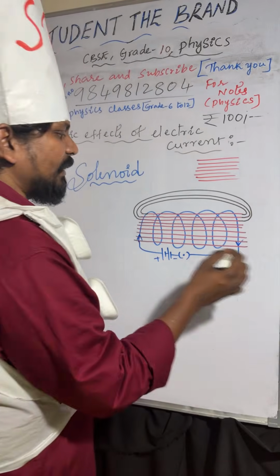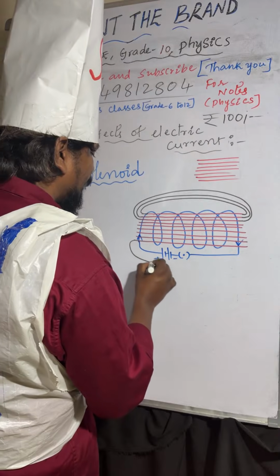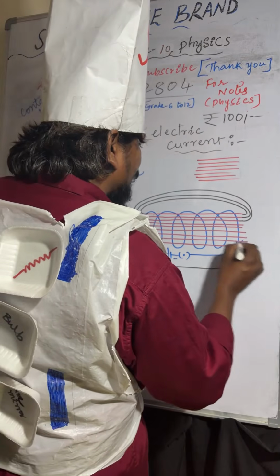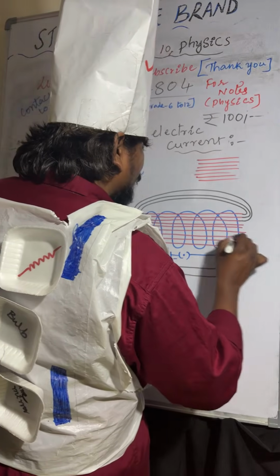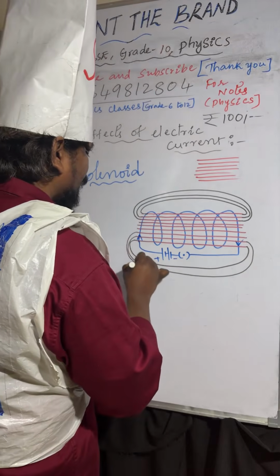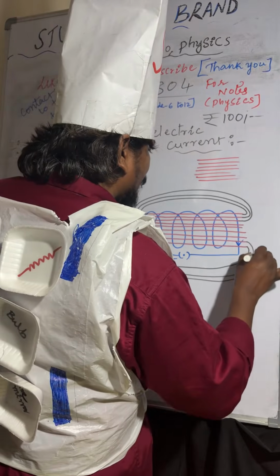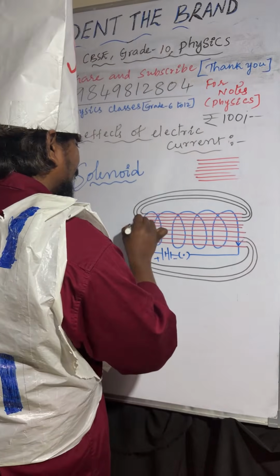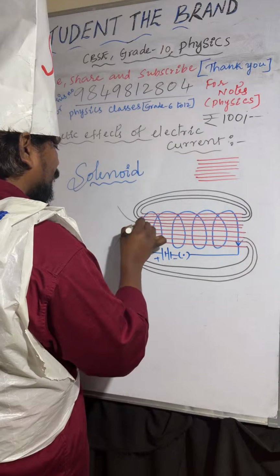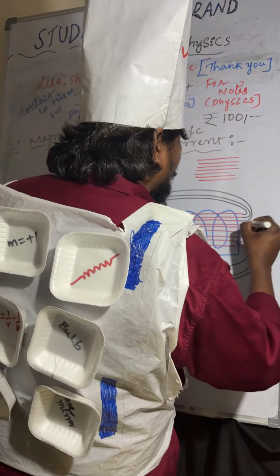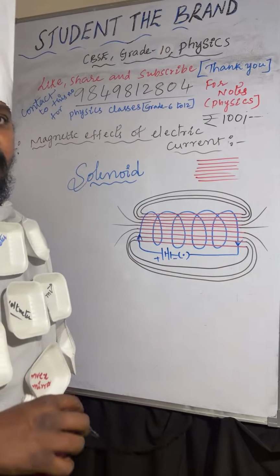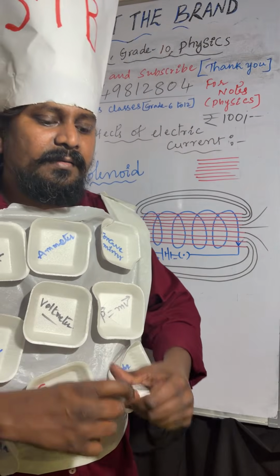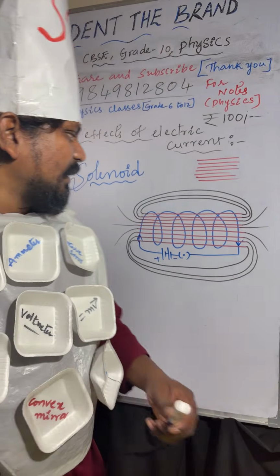Okay, again, so here over like this, 1, 2, 3, and here you can take, so that is a solenoid. Okay, now you can observe here.